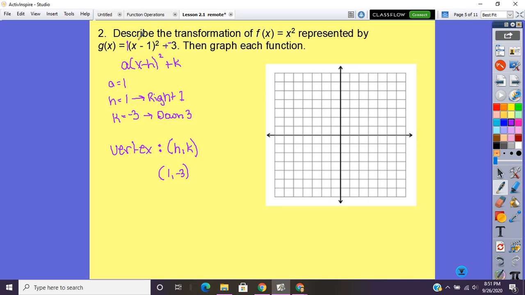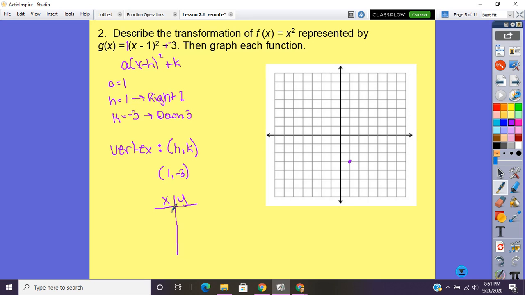H is always the opposite of what it looks like it is up here. Right now it looks like it's a -1, that's why h is a +1. So 1, -3. Here's our vertex of our graph. And then to actually graph it, we'd find some other points that would work for this. You can do that by typing things into the calculator. You can use Desmos, whatever is going to make the most sense to you to be able to get those points. Even if it is a traditional t-table, that is totally fine.